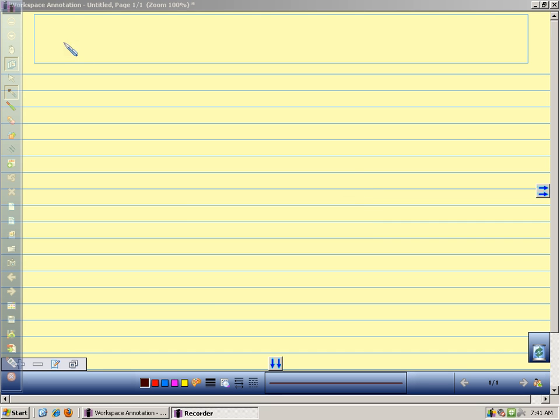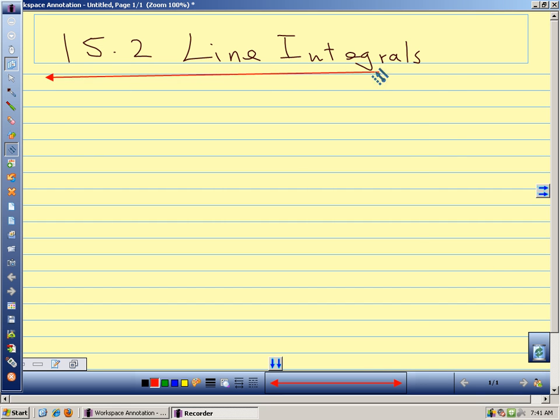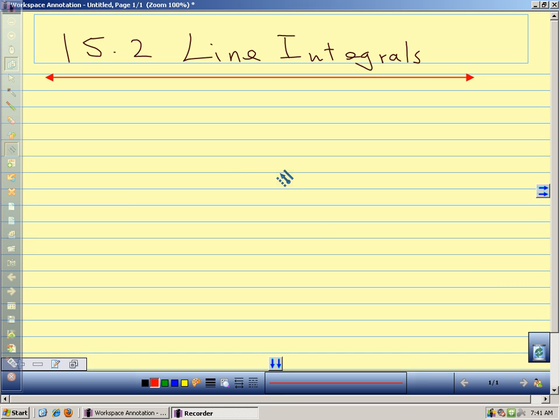All right, so we're going to talk about line integrals today. So we're in section 15.2. Line integrals are similar to single integrals, except we're evaluating them along a curve rather than along an interval.